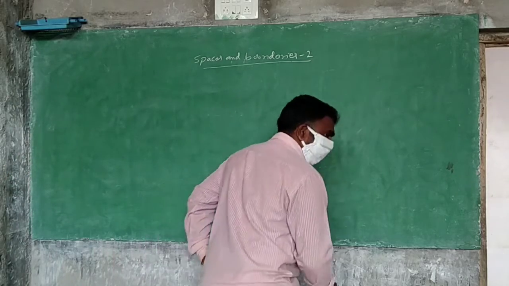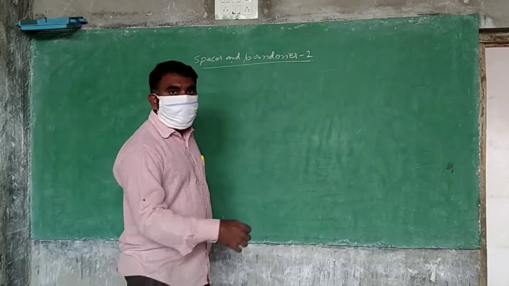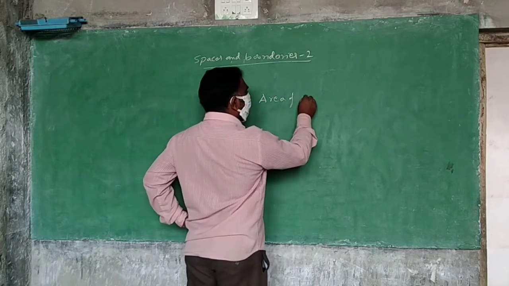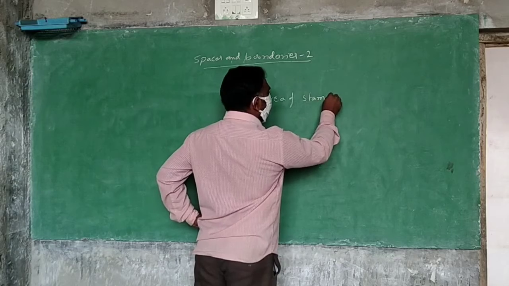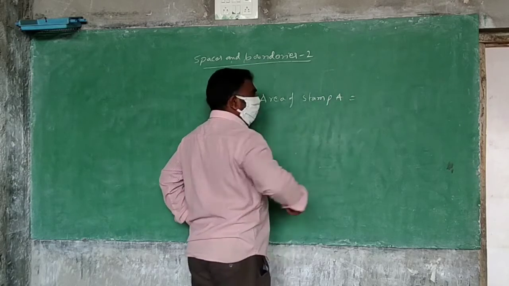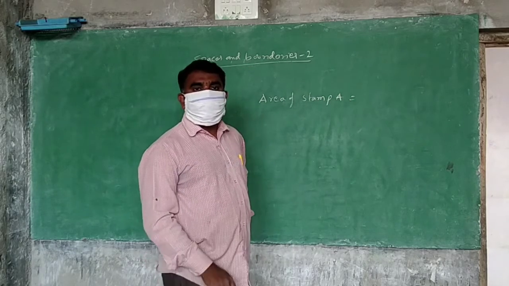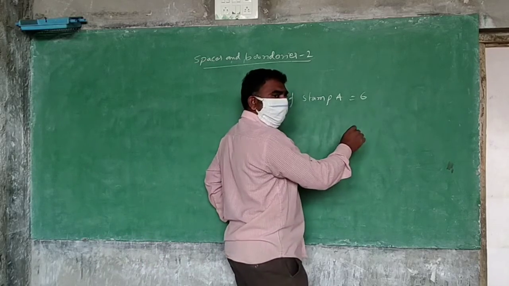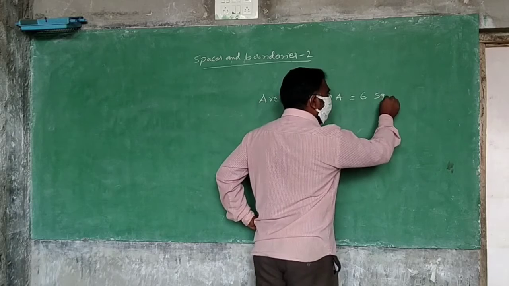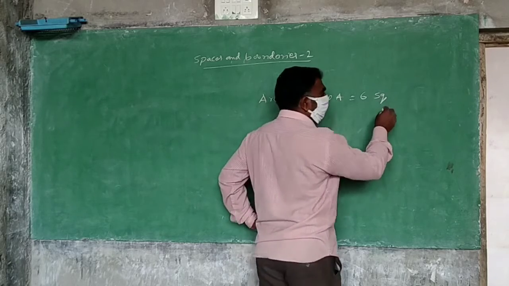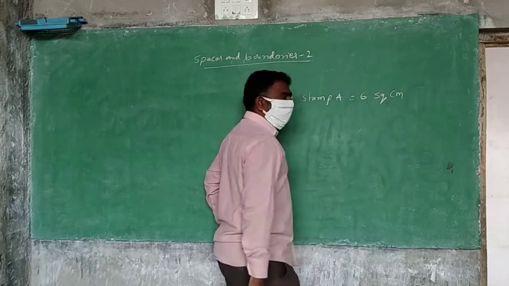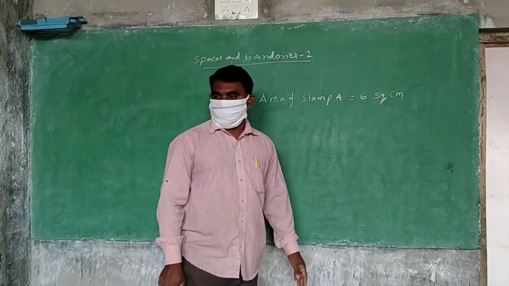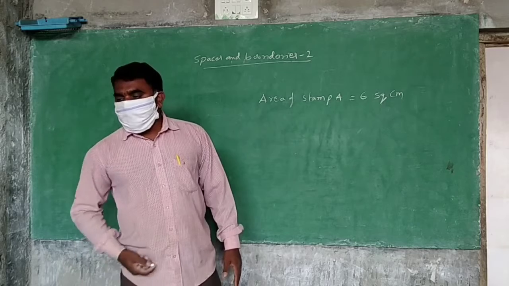I said already, yesterday onwards you are writing that. You know about that. If you are writing the area of stamp A, what will you write? How many squares is stamp A covering? 6, no? So what will you write? Only 6 you will write? No, 6 squares. Very good. 6 squares. What is that box? Centimeter box, no? That's why you write like that. 6 square centimeters.